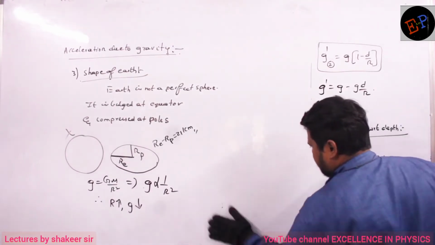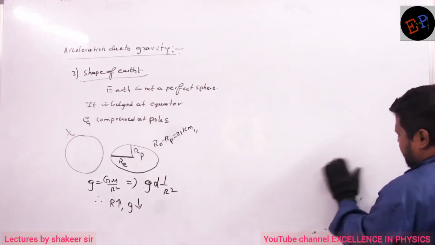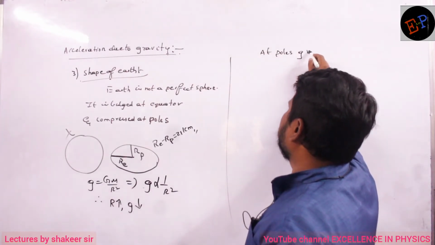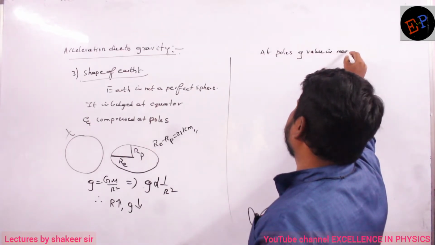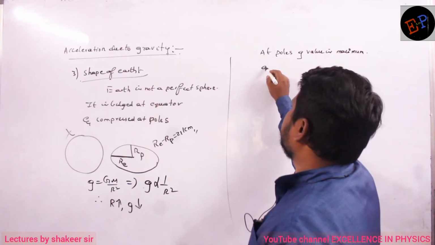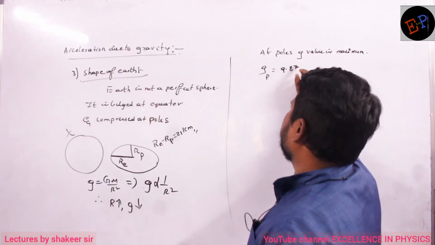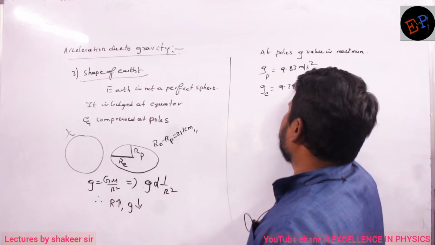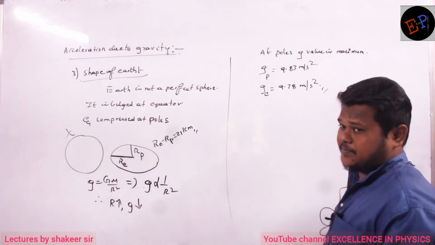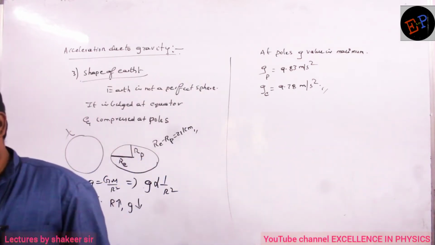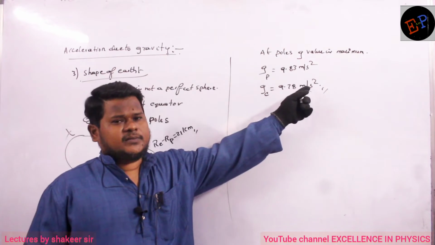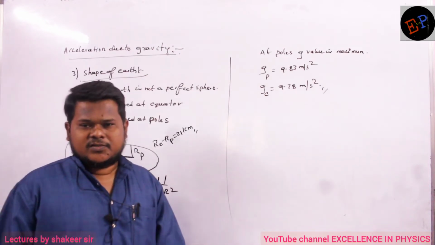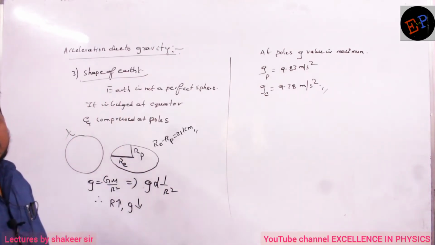I can write: at the poles, g value is maximum. The g value at the poles is approximately 9.83 meters per second square. The g value at the equator is 9.78 meters per second square. These are the approximate values. A very small difference, but definitely there is some difference. So at the poles it is 9.83, whereas at the equator it is 9.78 meters per second square. Understood? So that is about g value depending on the shape of Earth.